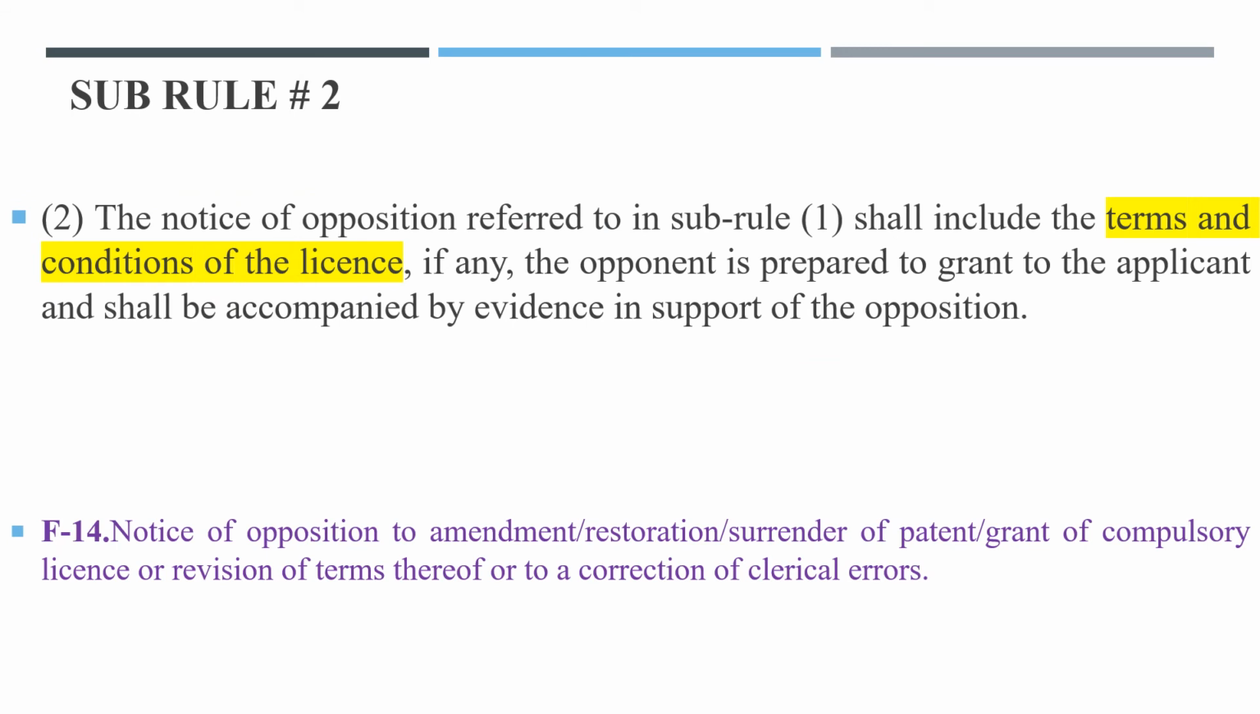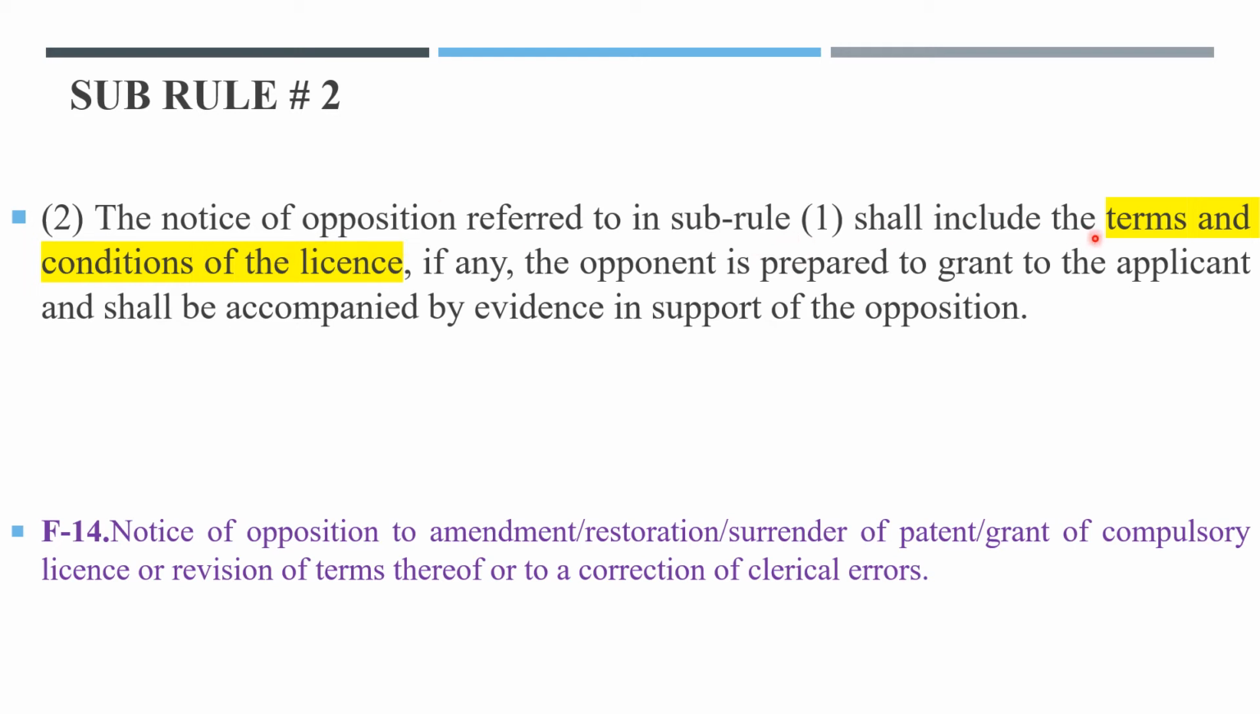Now, sub-rule 2. The notice of opposition referred to in sub-rule 1 shall include the terms and conditions of the license, if any, the opponent is prepared to grant to the applicant and shall be accompanied by evidence in support of the opposition. Just now we have discussed sub-rule 1, and sub-rule 2 is very well related to that. It is written that the notice of opposition referred to in sub-rule 1, that we just discussed.